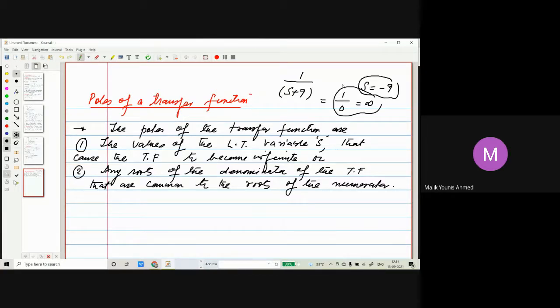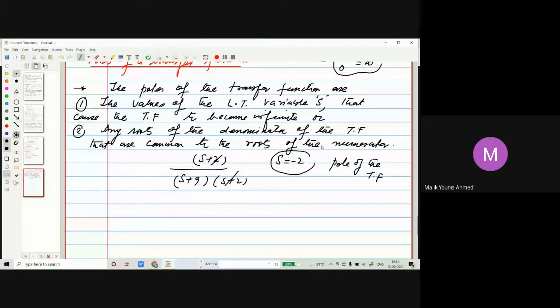Now the second part of the definition. If I have s plus 2 divided by s plus 9 times s plus 2, any roots of the denominator of the transfer function that are common to the roots of the numerator, here the two roots are common, s is equal to minus 2. They cancel each other, but even though they cancel, we still consider s equal to minus 2 as a pole of the transfer function. These are the first two definitions.